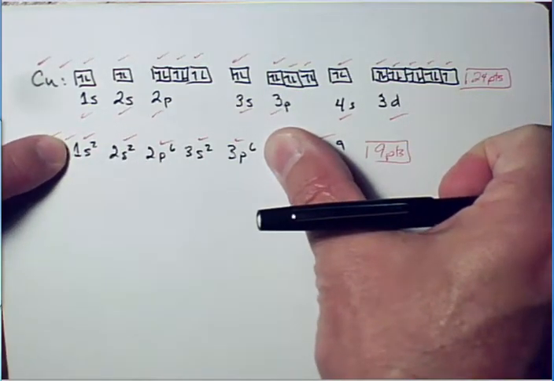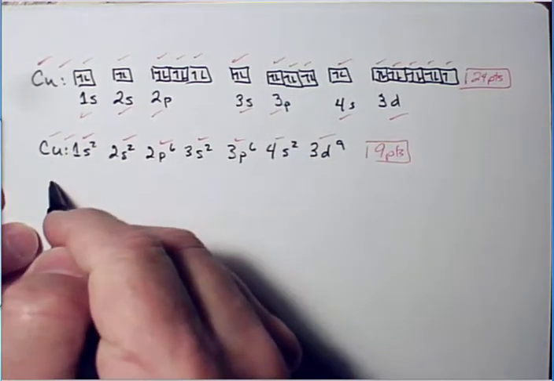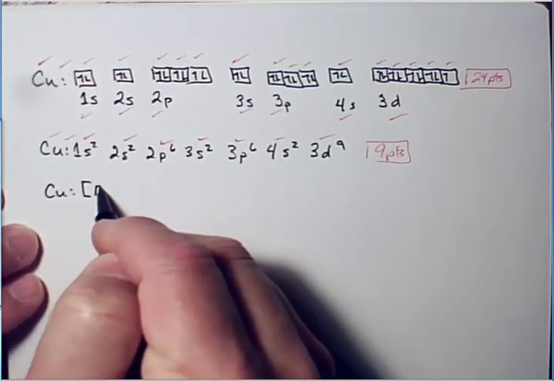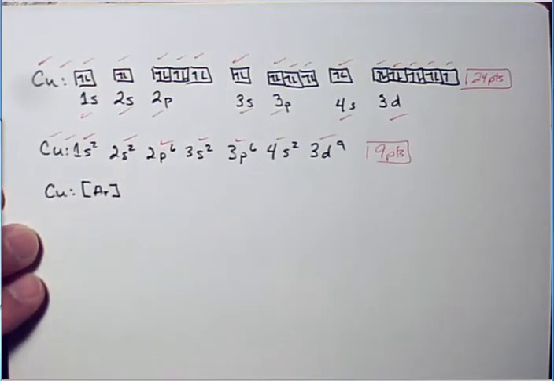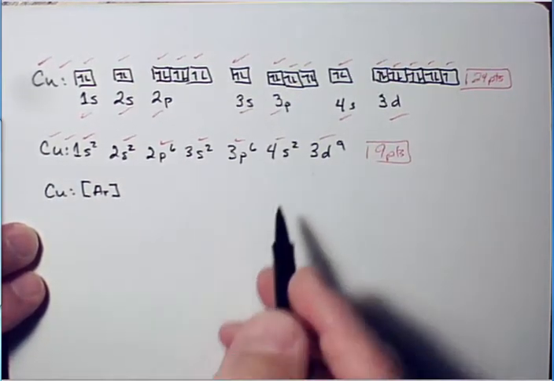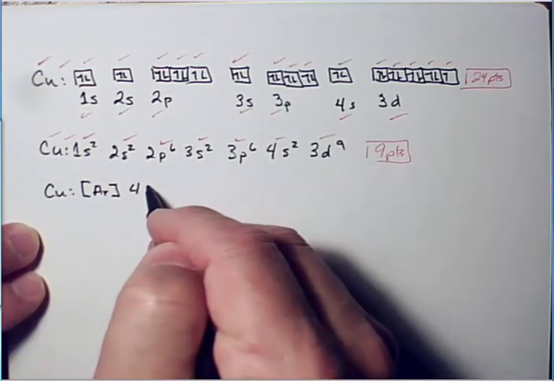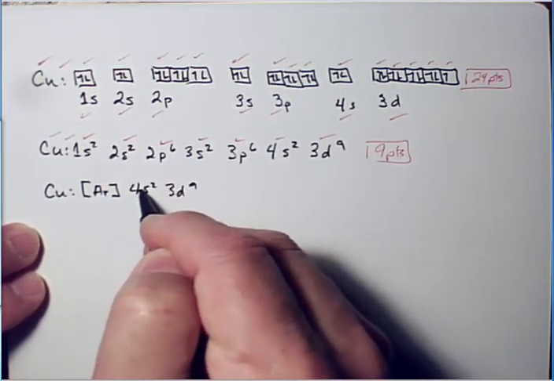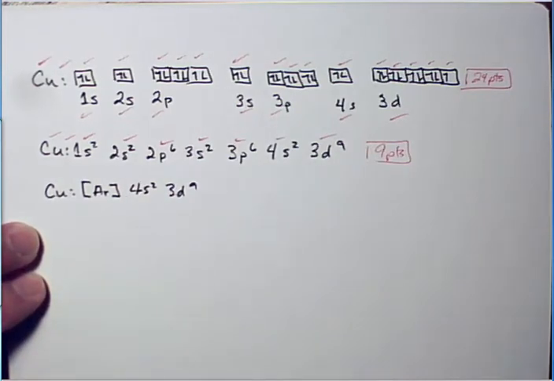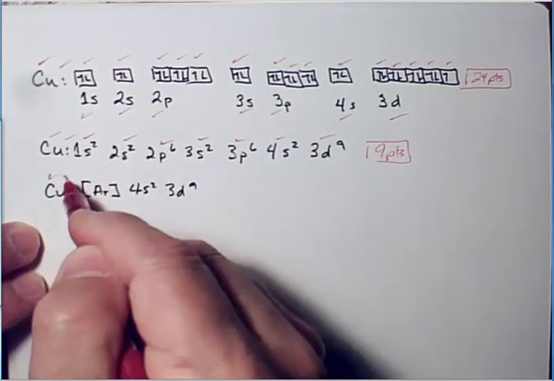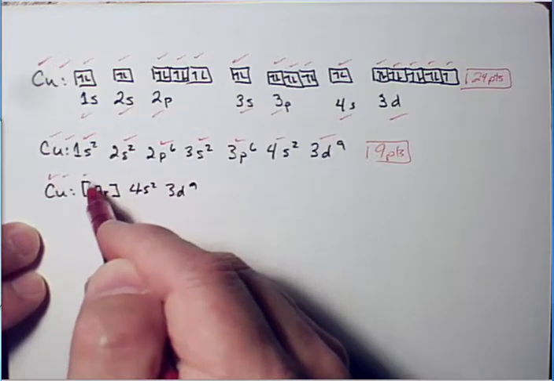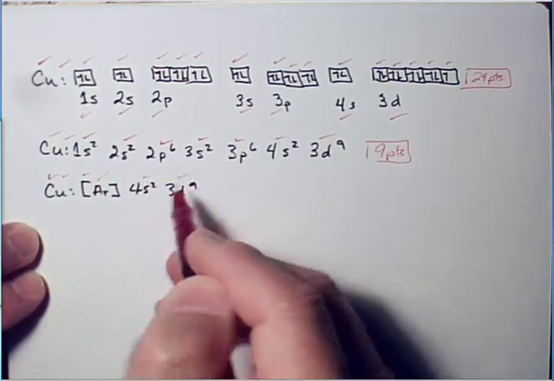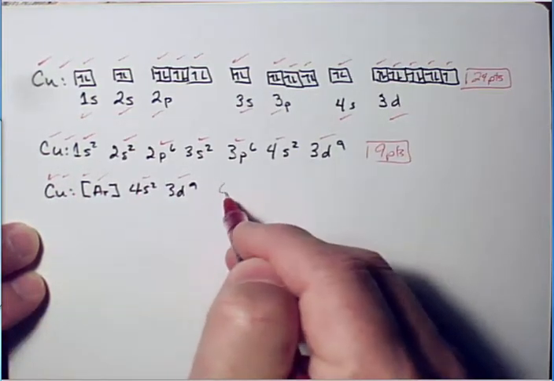It's 1s2 to 3p6. So we're going to write Cu colon, and we're going to replace all of that with just the element symbol for argon in brackets. Has to be in brackets. And then you just finish it out. 4s2, 3d9. Okay? So that's going to be worth 1, 2. I'm going to give a point for the brackets and a point for the symbol, okay? And then these 2 points here. So 1, 2, 3, 4, 5, 6. 6 points for this.